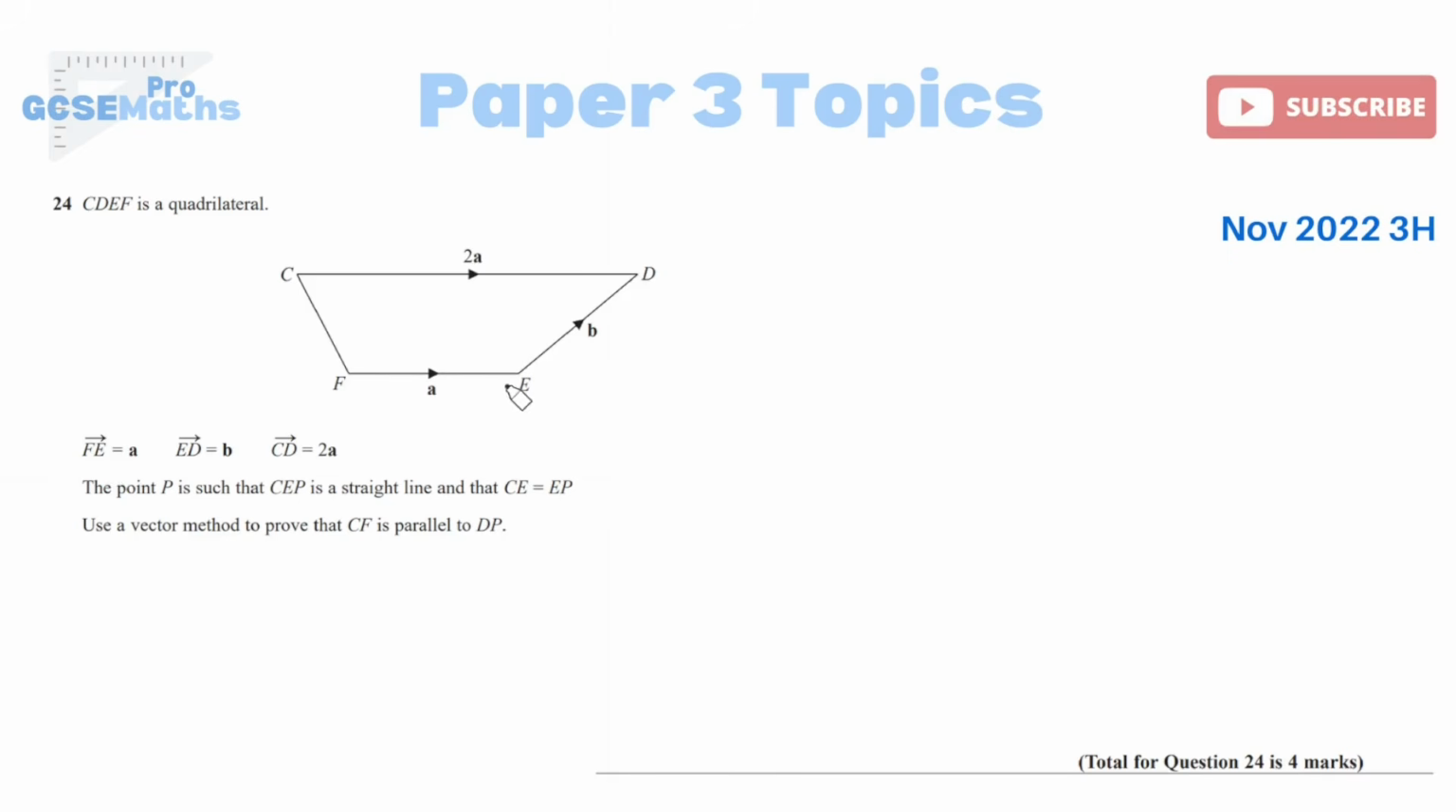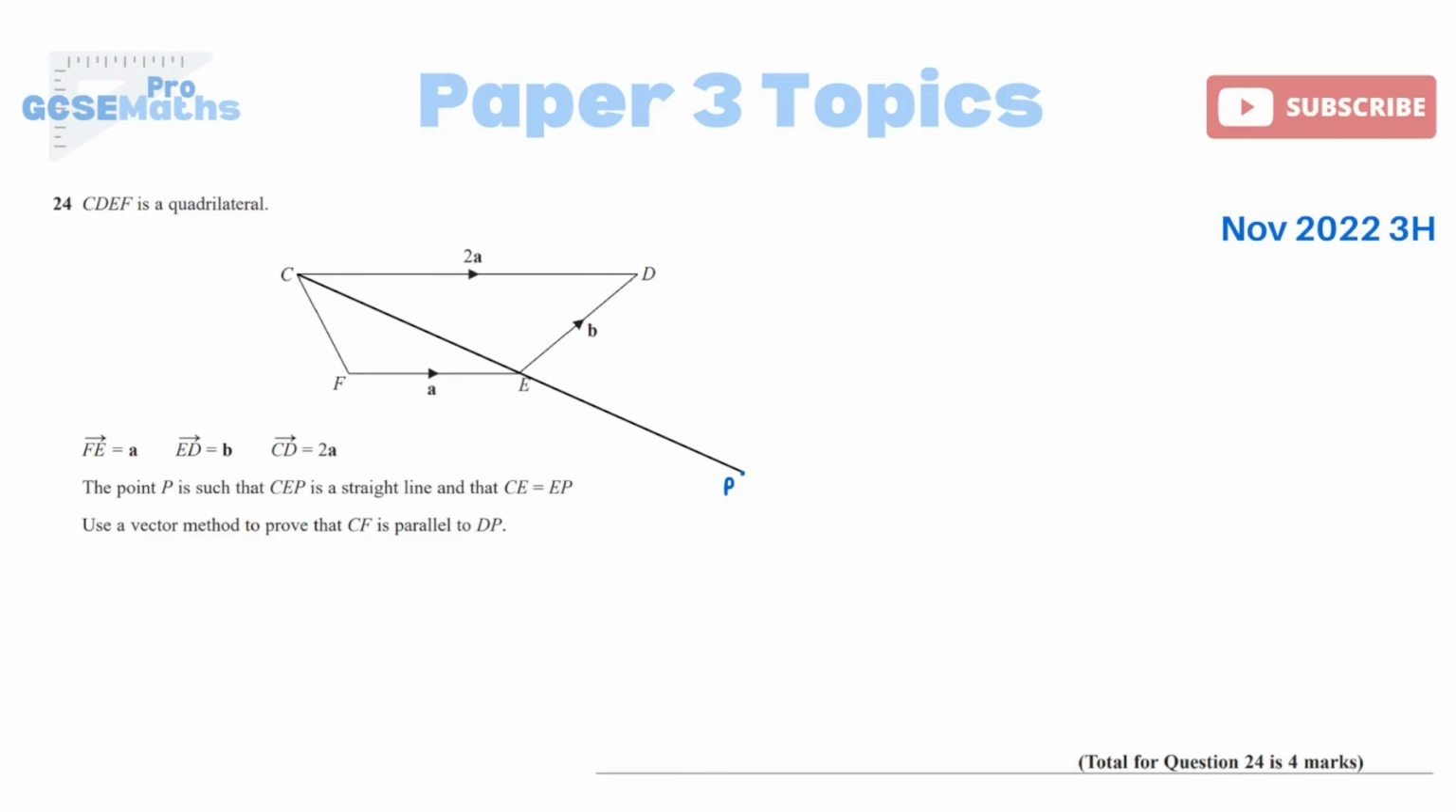FE is A, as you can see, ED is B, and CD is 2A. They've already labelled it for you. The point P is such that CEP is a straight line where CE and EP are the same. So you can see there's no P here, so I'm going to just draw that on myself. It doesn't have to be to scale, but it's about there, isn't it? So that would be point P here. They're telling us that CE is the same as EP in terms of the length of it, so that's good to know. Use a vector method to prove that CF is parallel to DP.